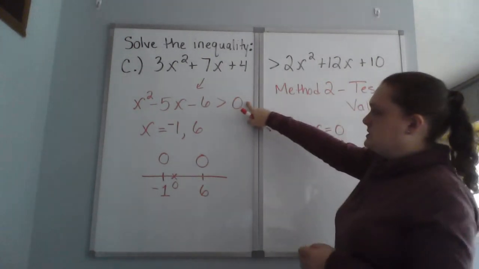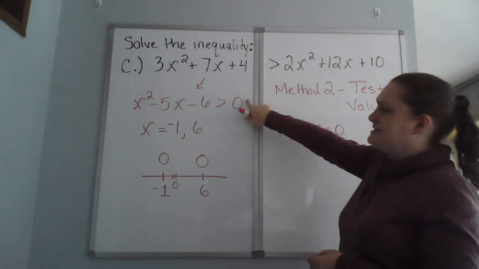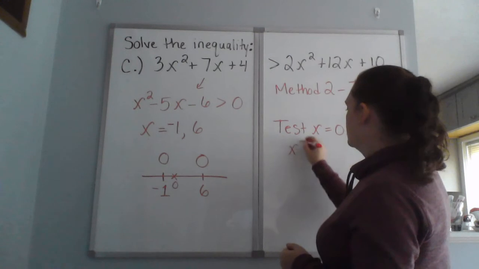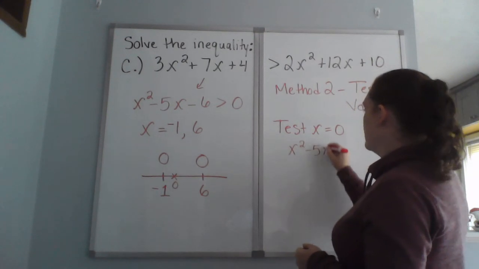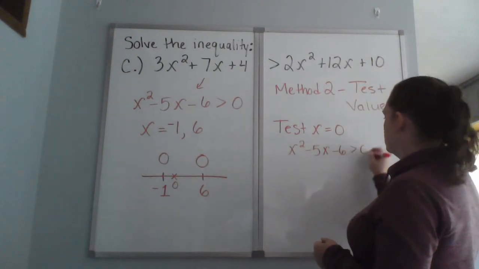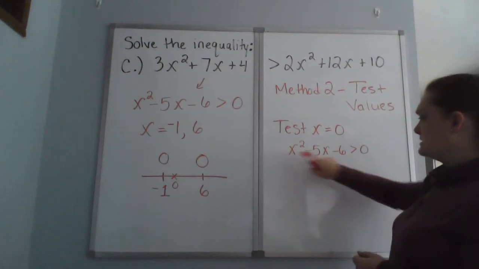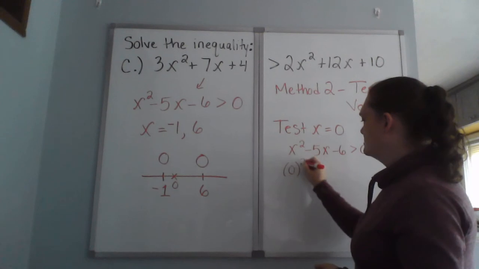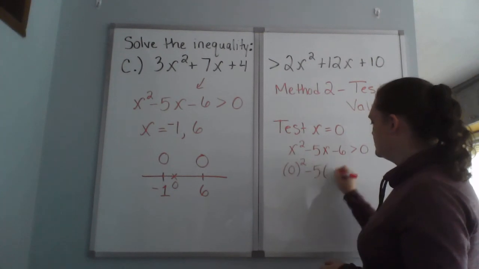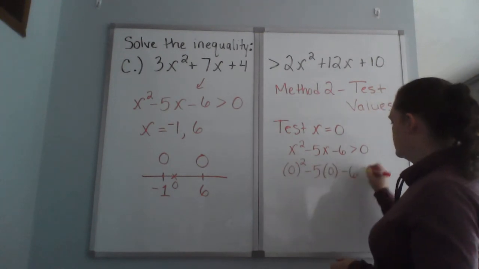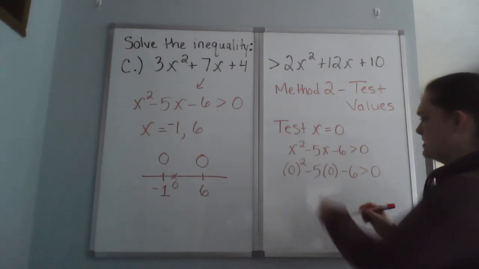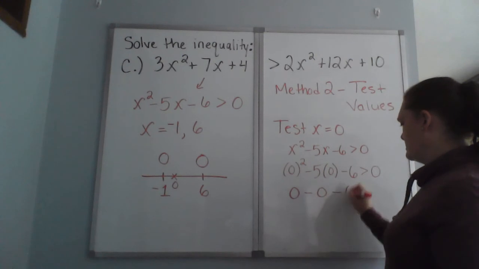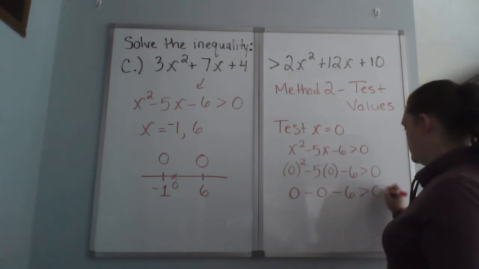You can plug it into the simplified or the original, but the simplified function is usually easier to plug into. So I'm going to use x squared minus 5x minus 6 is greater than 0. And I'm going to replace these x's with this 0 value. So I'm doing 0 squared minus 5 times 0 minus 6 is greater than 0. So that's really just 0 minus 0 minus 6 is greater than 0.